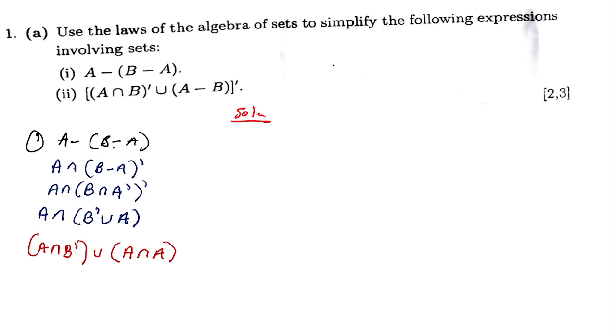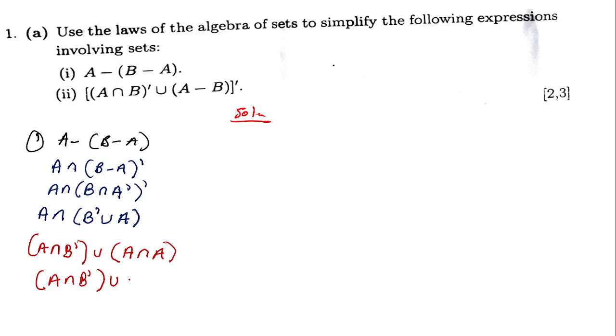So I need to look at what I've been asked: use the algebraic laws of sets to simplify the following expression involving sets. When you work out this one, it will simply be open brackets A intersection B complement, and then close brackets union. You know that A intersection A is simply A.